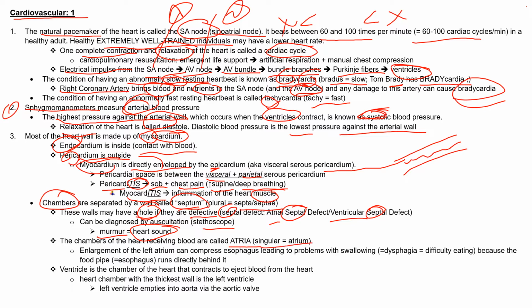Atrium is a part of the heart that receives blood. Atrium, chambers of the heart. Now, if the left atrium, which is the posterior most part of the heart, right in front of the esophagus, enlarges, it can actually compress the esophagus and cause problems with swallowing. The term for that is dysphagia.